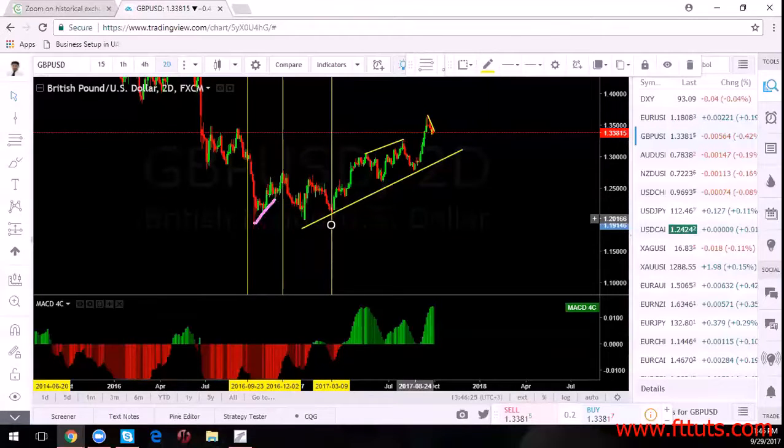So this is your impulse. This is your 3-wave correction. And this is another impulse. So let's go and look within this impulse. We're still interested in this piece here, right? Within this piece, how much is there? So let's go back to the daily.